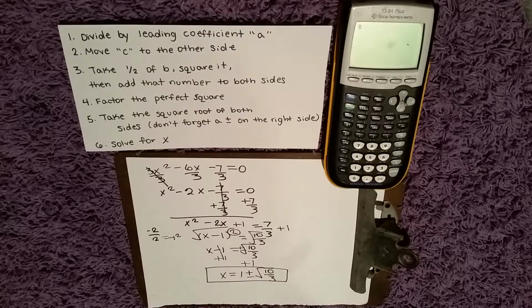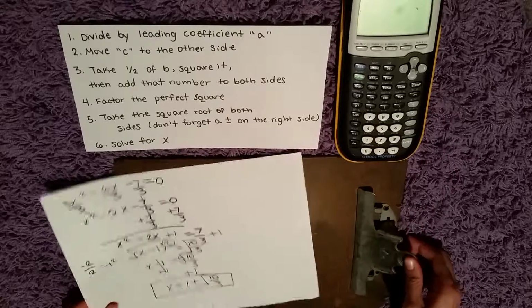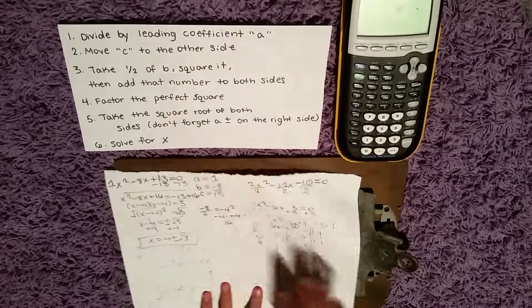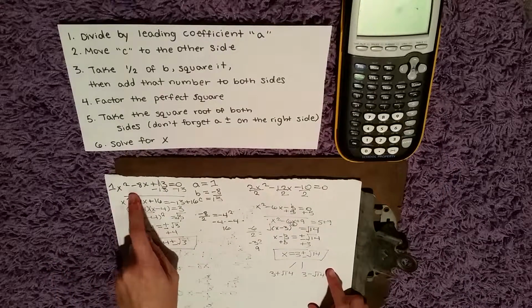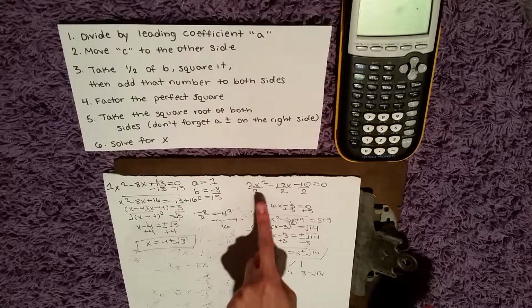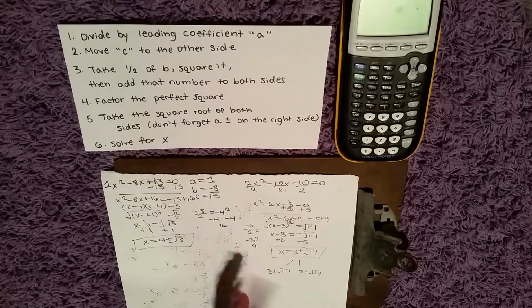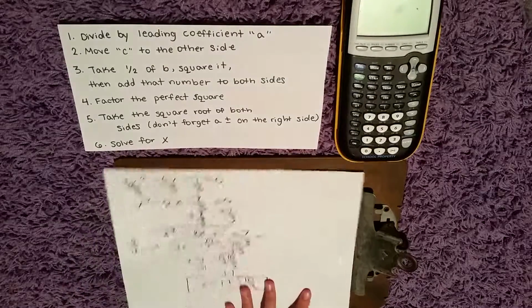I hope this was helpful. So just to recap, we have equations that look like this with the coefficient of 1. We have equations that look like this with 2 or 4 or 6, and we get nice even numbers. And then we get ones like this that have fractions.